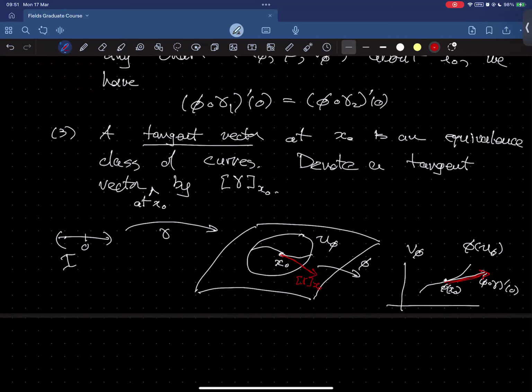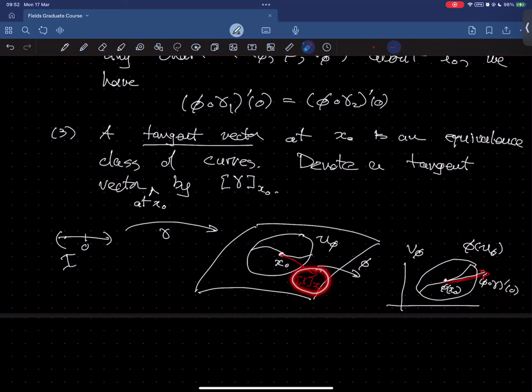In this picture, the intuition is you think of this thing as being the velocity of the curve as I pass through this point x naught, but it really only makes sense in any kind of literal way when you represent it in a coordinate chart. And then it's this thing, which is an actual thing.